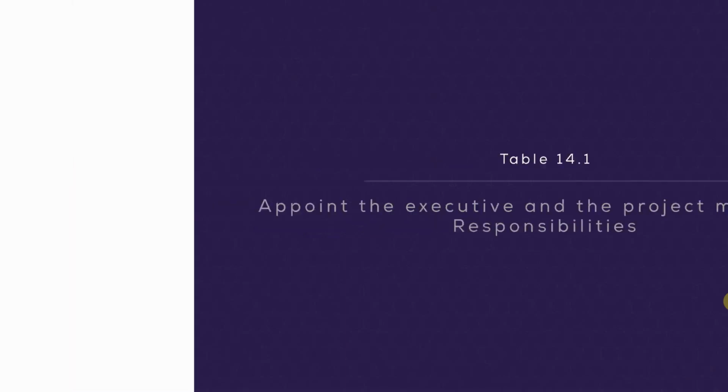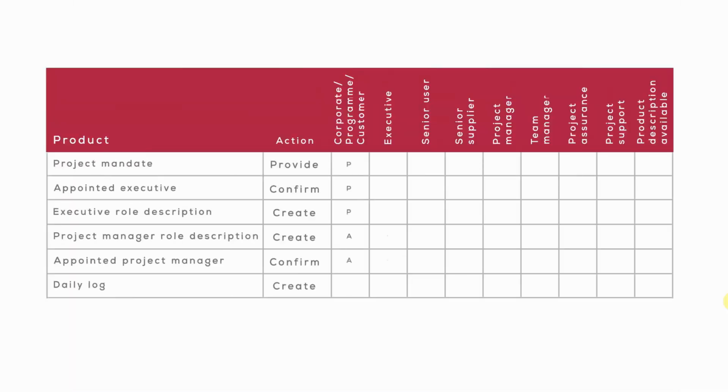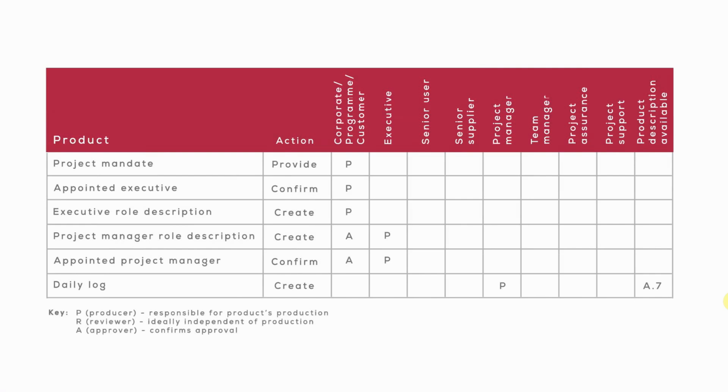So just have a quick look now at this table of responsibilities, just for the purposes of seeing how these things function in the textbook. You've got your products down the left-hand side. Now you've got your project mandate. The action was to provide the project management, and P is indicated here underneath corporate program management or the customer. That's saying that this document is produced by corporate, effectively. You'll see the key at the bottom. P is the producer. They're responsible for the product's production. R is the reviewer, ideally independent of the production, and A is the approver. They confirm or approve this product.